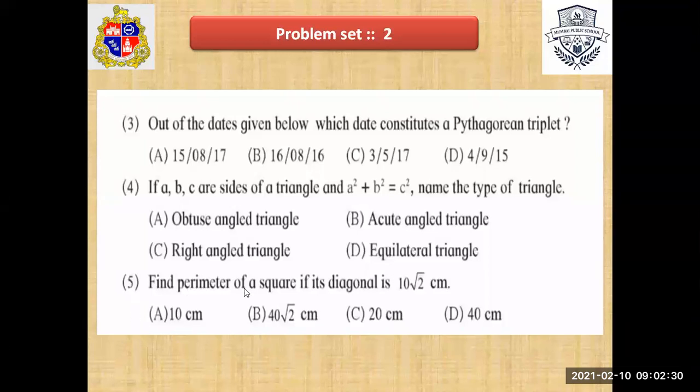Okay. But listen carefully, read the question carefully. If they ask to find the side of the square, then the correct answer is 10. But if they ask to find the perimeter, then we apply the formula of perimeter of square, that is 4 into side. Side is 10, then 4 into 10 is equal to 40. The correct answer is 40. Okay. Next question.